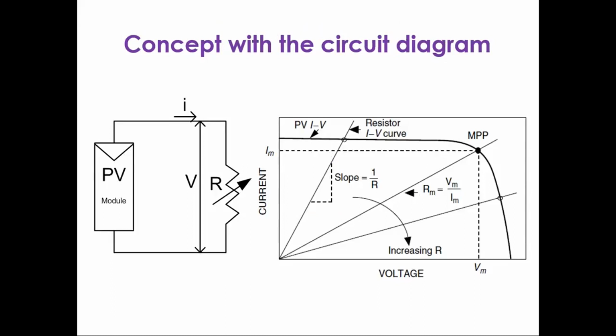So if we take the same concept with the circuit diagram, at the initial part, what is the concept? The concept is the PV module is connected with a rheostat, and this curve is well known to us. If we increase the resistance, my current will go down and I will approach this VOC point. If I decrease the resistance, the current will increase, and I will reach the ISC point. But this is totally uncontrolled.